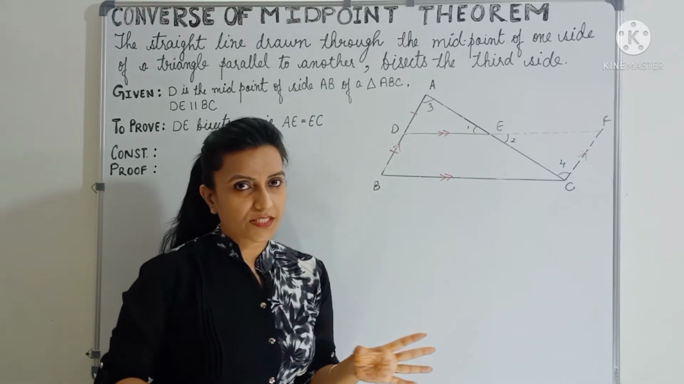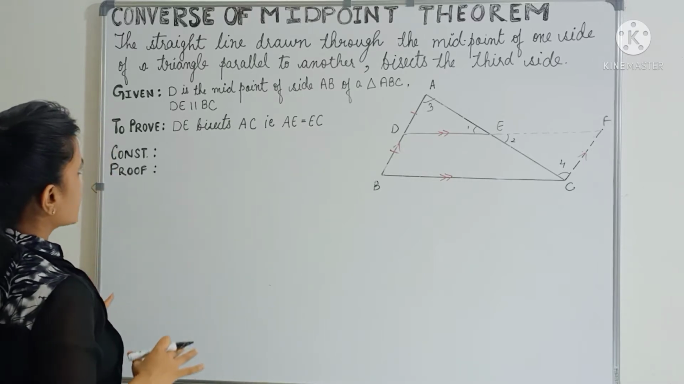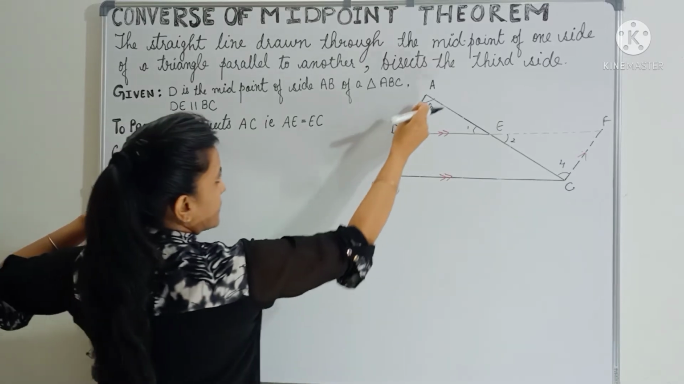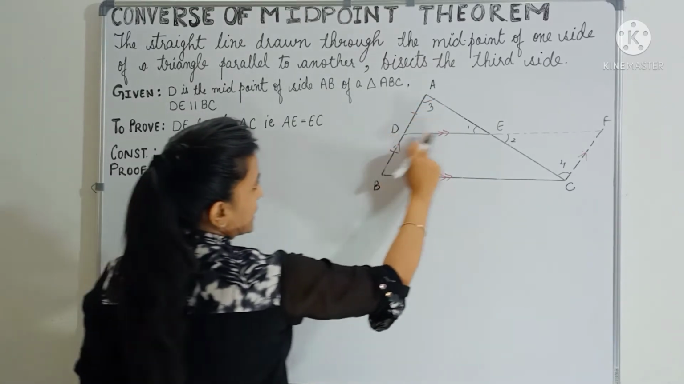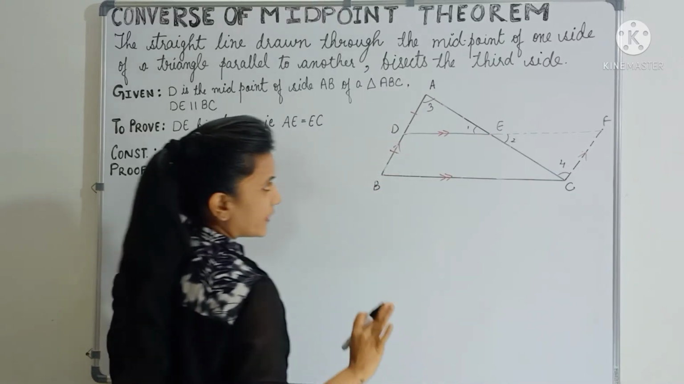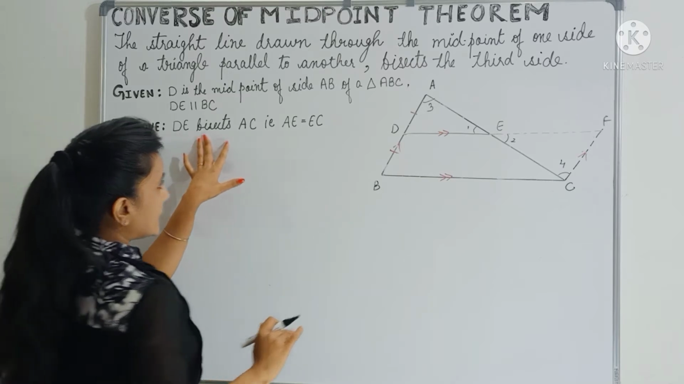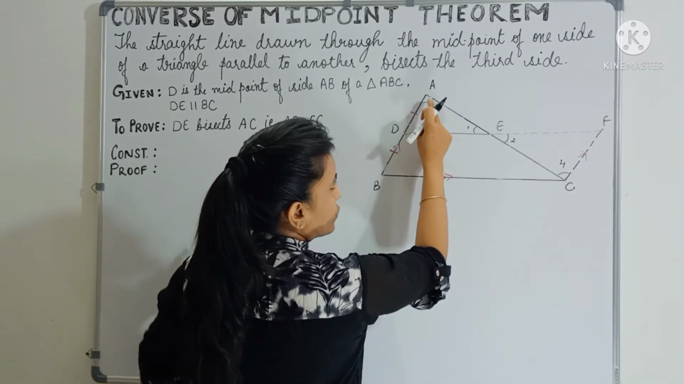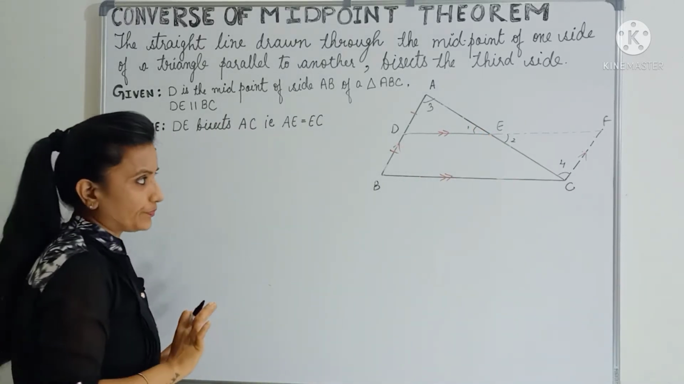So let's write all these things. Let's see how we write the complete information. So first you have to write down what is given. D is the midpoint of AB, right? And DE is parallel to BC. Alright, this much information is given. And what do you have to prove? You have to prove DE bisects AC. It means that you have to show AE is equal to EC. This much you have to show.